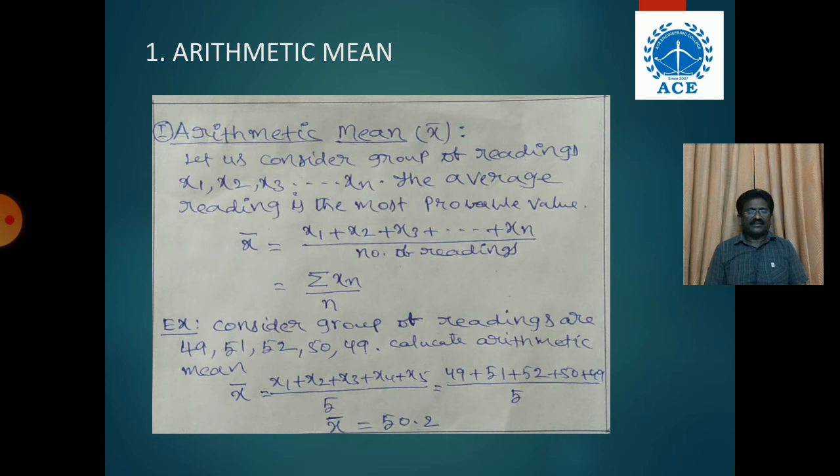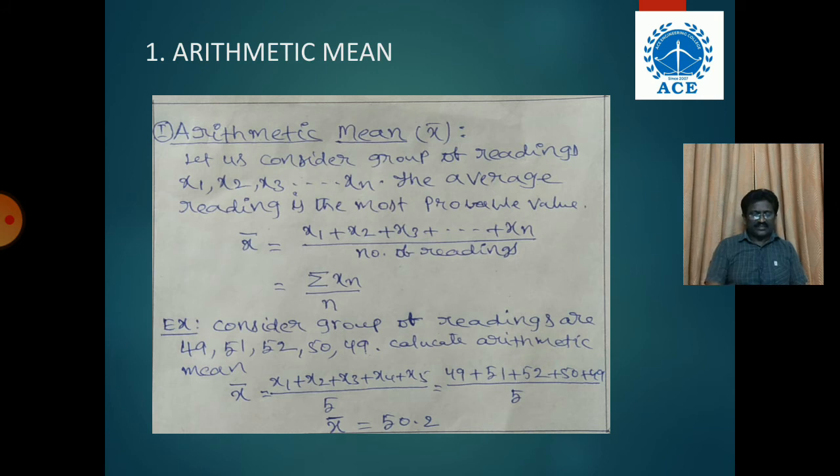Consider a group of readings: 49, 51, 52, 50, 49. Calculate the arithmetic mean. Arithmetic mean equals (x1 + x2 + so on + xn) divided by n. Here I am taking a group of 5 readings: x1 equal to 49, x2 equal to 51, x3 equal to 52, x4 equal to 50, x5 equal to 49. Substitute in the formula, then you will get arithmetic mean x bar equal to 50.2.